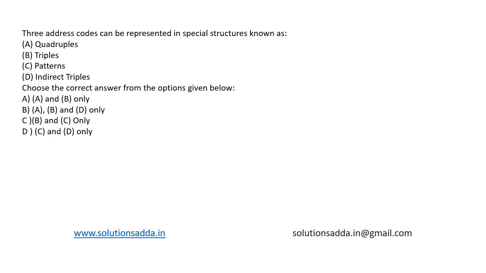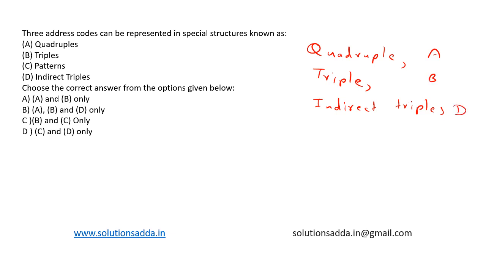So the implementation of three address code can be represented in three special structures. They are quadruple, triple, and indirect triples. So these are the three basic representations. So A, B, and D. So ideally, option B will be the correct choice. Let's see the explanations for this.